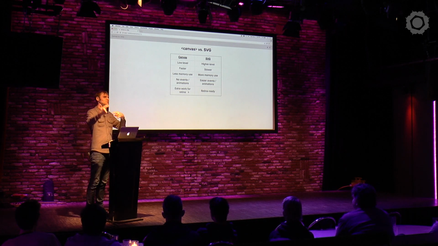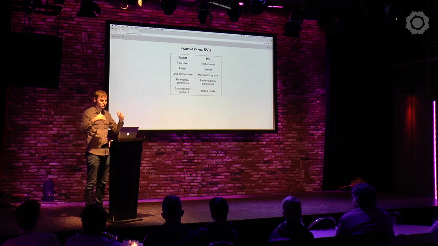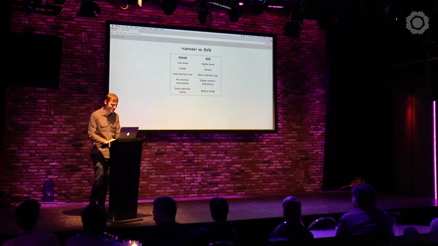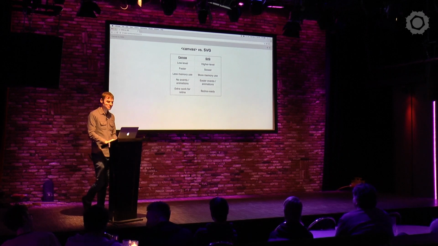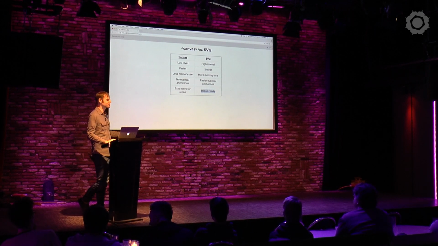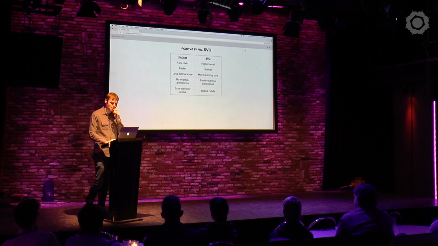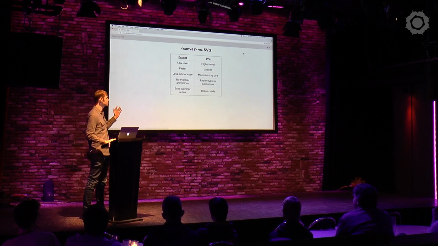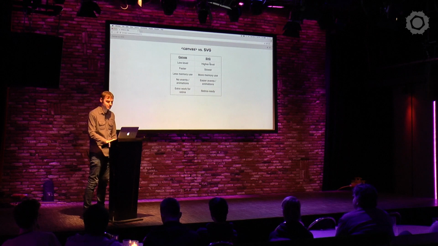You need to double everything, or you need to multiply everything by the device pixel ratio. It's all possible, but you need to spend 5 days Googling and going on Stack Overflow. Whereas with SVG, it just works. So that's a benefit of SVG too. So nothing is perfect. For my particular use case, Canvas was the way to go.